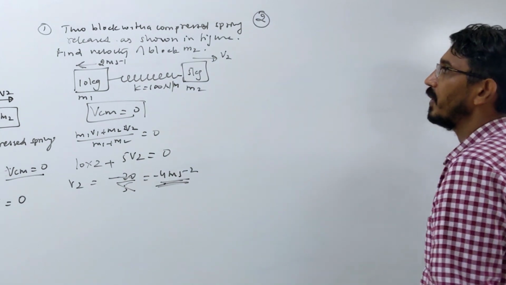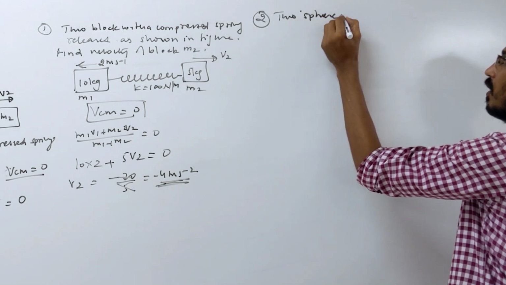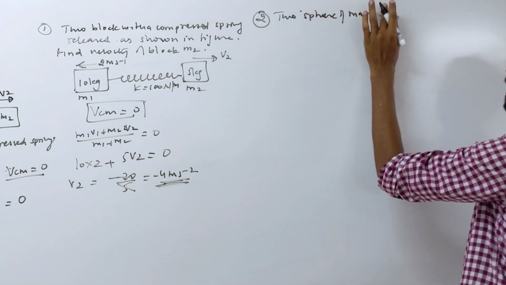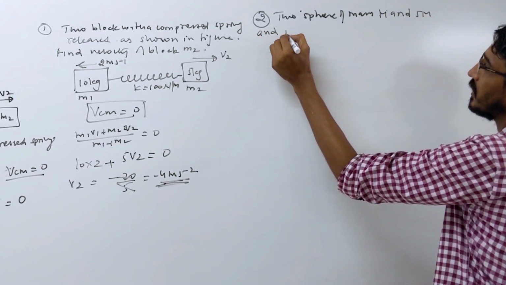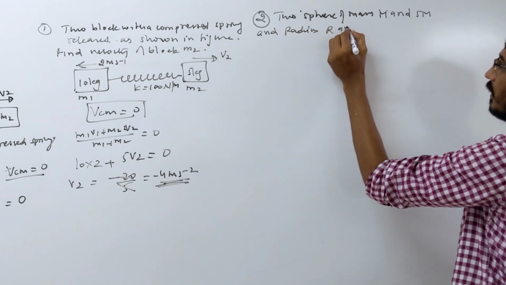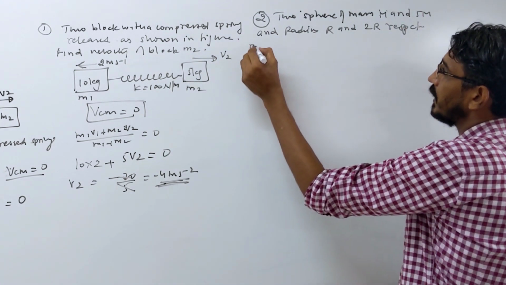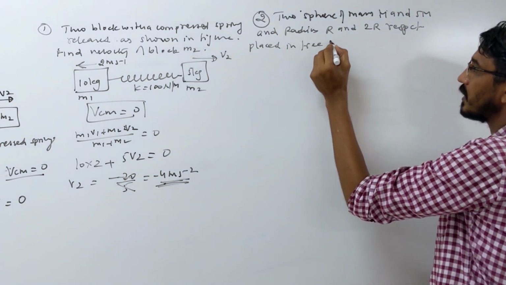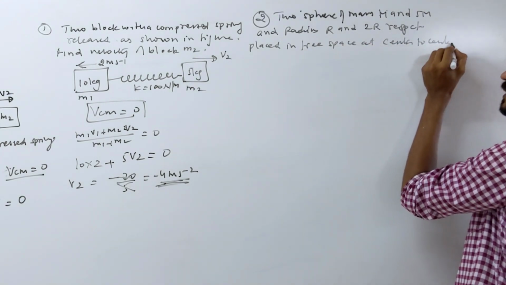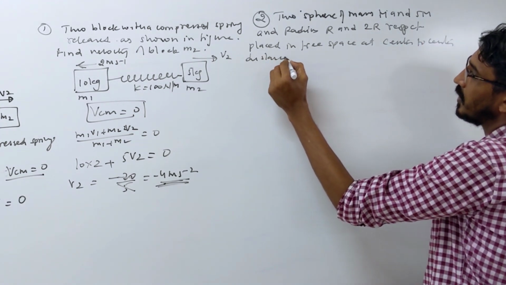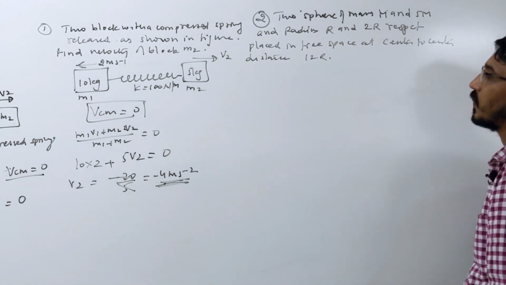Yeah, let me write that problem here. Two blocks, two spheres of mass m and 5m, and radius also given, let's say radius r and 2r respectively. Okay. Yes, and placed in free space at a center to center distance, some distance will be given, let's say 12r. This was asked in our exam also, this question.